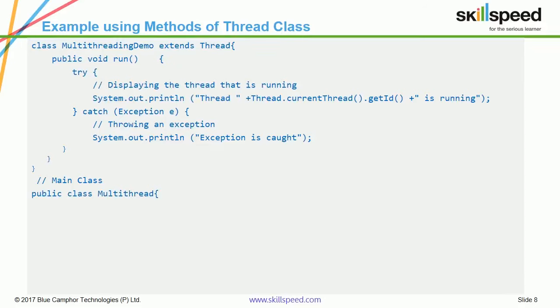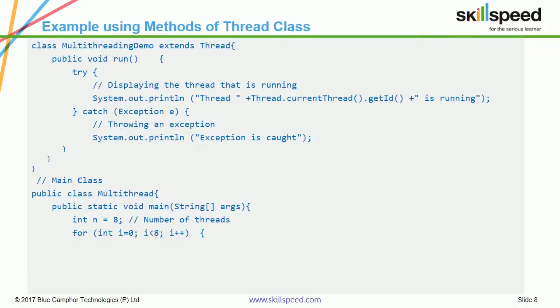I have the public class MultiThread, which is the main class, in which I have the public static void main, and I am initializing int n equal to 8 because I want to create 8 threads. I have the for loop where I am creating it using int i equals 0, i less than 8, i plus plus, MultiThreadingDemo object equals new MultiThreadingDemo. Here I am creating the object for the MultiThreadingDemo class, which is the Thread class. Then I am starting each thread using object.start.